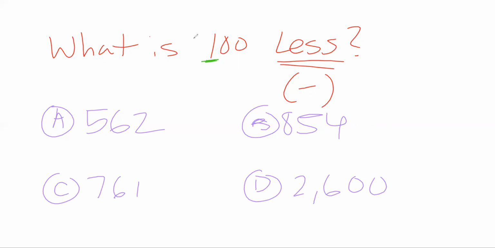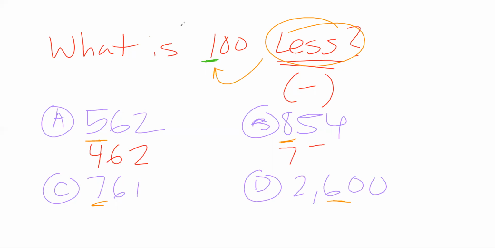So welcome back from pausing. So hundreds place, right? I kind of like to go through and find the hundreds place in all of them first, and then it's less, and it's 100. So I'm going to take 1 away from the hundreds place. So this would be 462. This would be 754. This would be 661, and this would be 2,500.